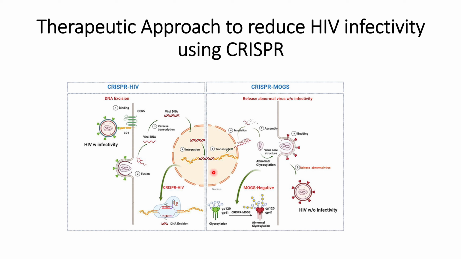They have designed this CRISPR MOGS in a way that it will start to transcribe or translate only when these CRISPR HIVs are formed. When the CRISPR HIVs are formed, this CRISPR HIV will deactivate, or we can say edit, the MOGS gene, so that the cells will be devoid of the native MOGS.